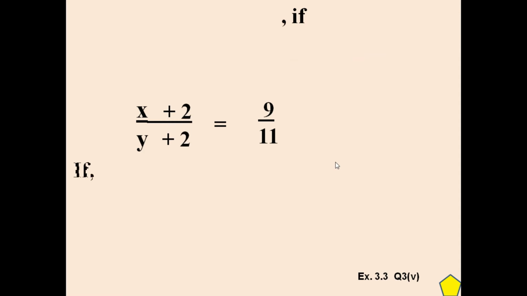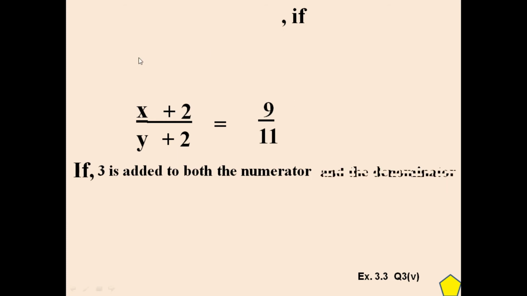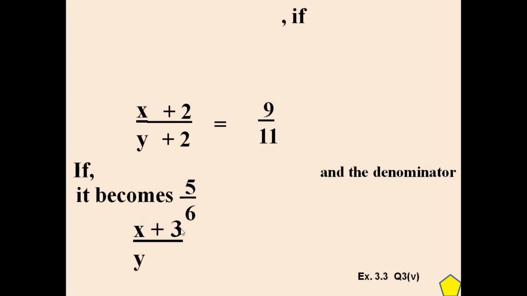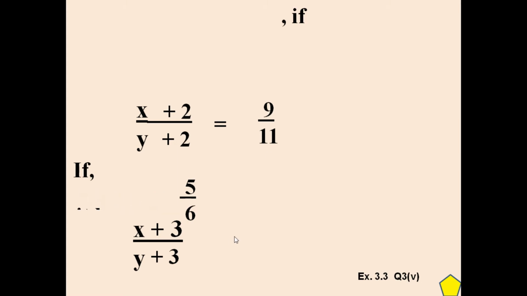Then there is a second part to this question. This is first. And the second part is: if 3 is added to the numerator. So the numerator initially was x, so it becomes x plus 3. And 3 is also added to the denominator, then it becomes 5 by 6. Now, it over here is the fraction. Becomes means equal to, and whatever is after that comes after equal to. So these are the two equations that we have.